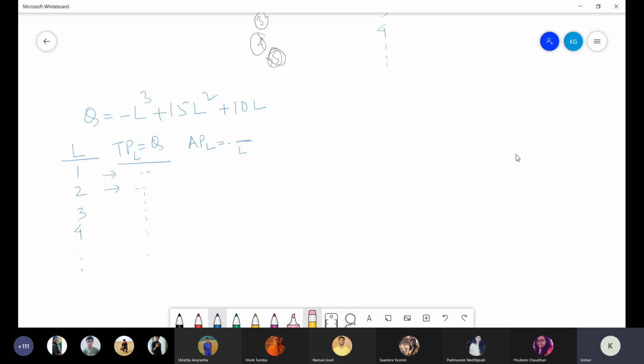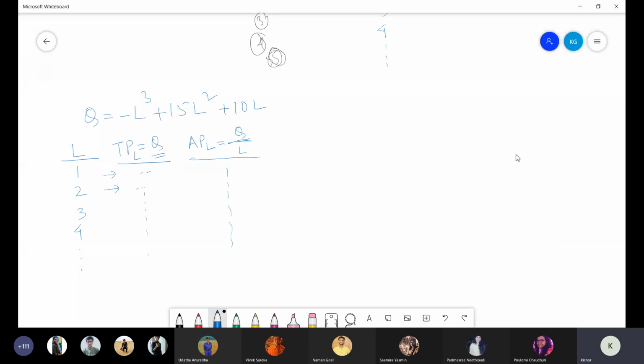Let me make it more simple. Average product with respect to labor is nothing but Q by L. Q is already mentioned here. Q by L means total product divided by labor. You will get some value: first column divided by second column.